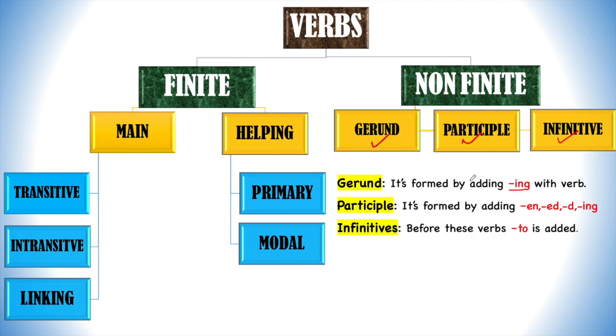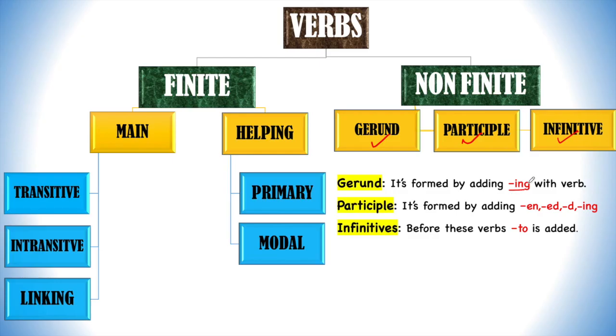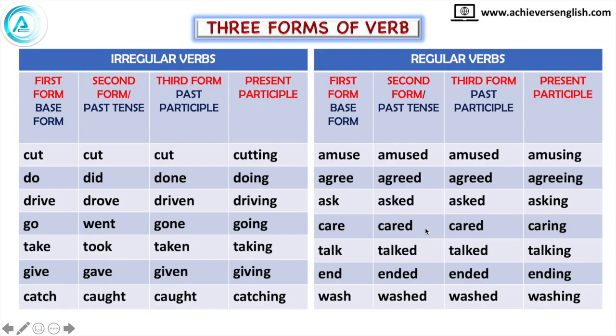A gerund is formed by adding ing with the verb. For example, in these sentences, I like painting, we have added ing with the verb, so this is a gerund. Here also with swimming, we have added ing, so this is the gerund form of the verb. Whereas a participle can also be formed by adding ing, but it also ends with en, ed and d. I will show you in three forms how they end with these alphabets.